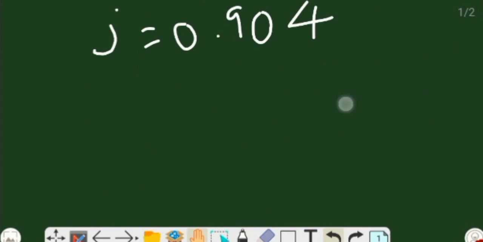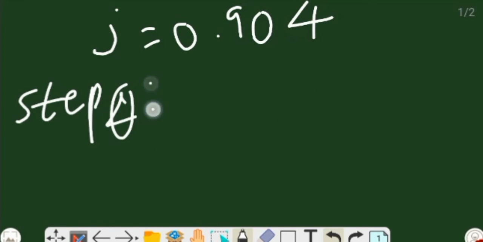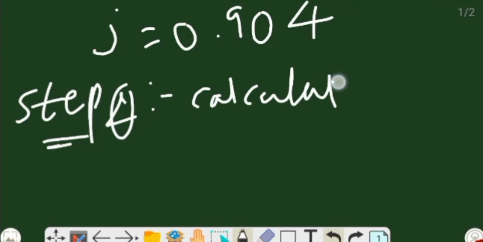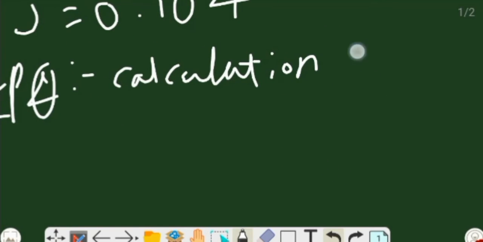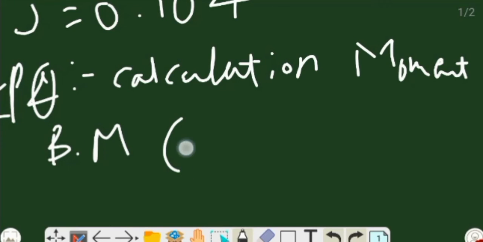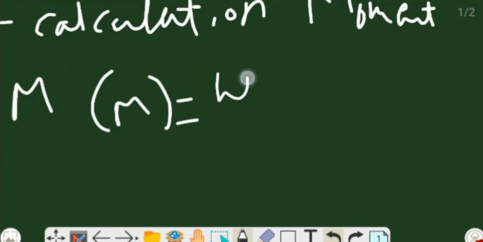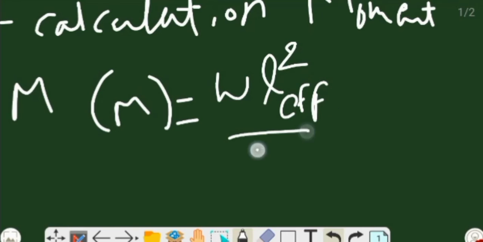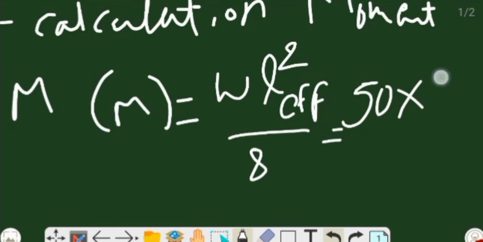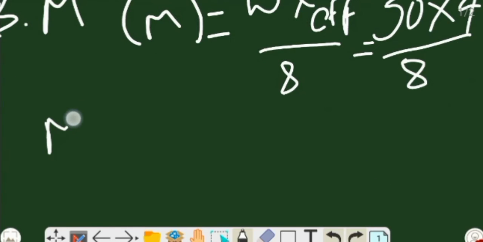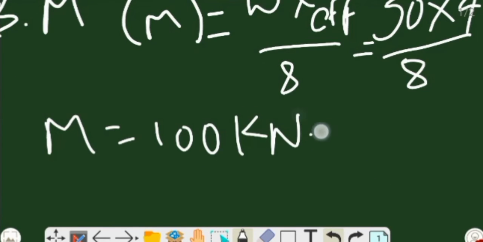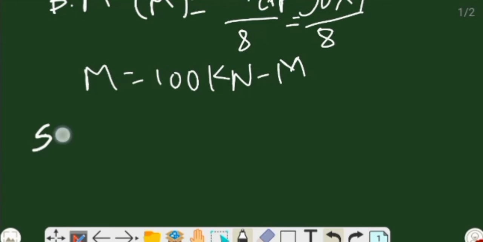Next step. In this step we calculate whether the beam is a singly reinforced section or a doubly reinforced section. For that we calculate the moment. Bending moment M is equal to w into L effective square by 8. w is 50 kilonewton per meter and L effective is 4 meter. 4 square by 8. We get the bending moment equal to 100 kilonewton meter.